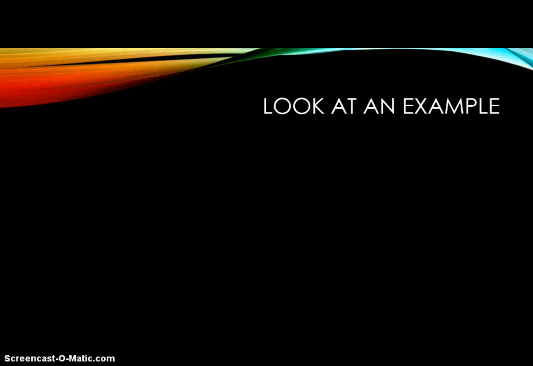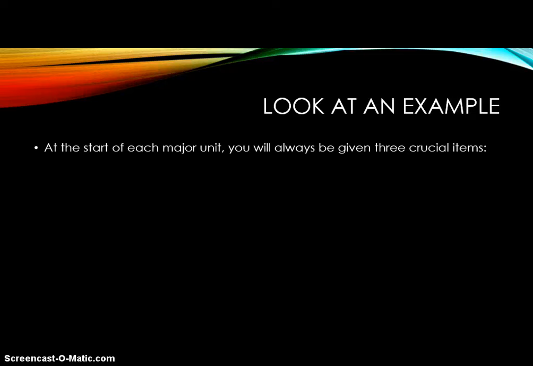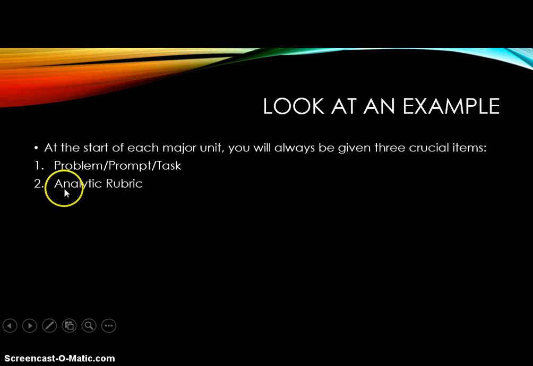So to look at just an example of that. At the start of each major unit, you'll always be given 3 crucial items at the very start. Essentially, we're working backwards, almost as if I'm telling you where you need to end up, and then I'll try and guide you in getting there. The first thing you'll get is a problem or a prompt for your task, which I'll show you what that is. You'll be given an analytic rubric to show you how you're scored. And then to help guide you to get there, I'll give you some type of an activities list. To show you what they actually do look like.